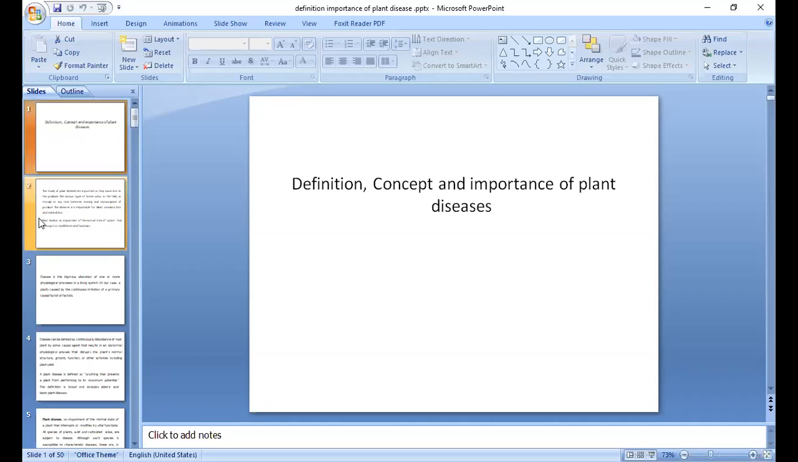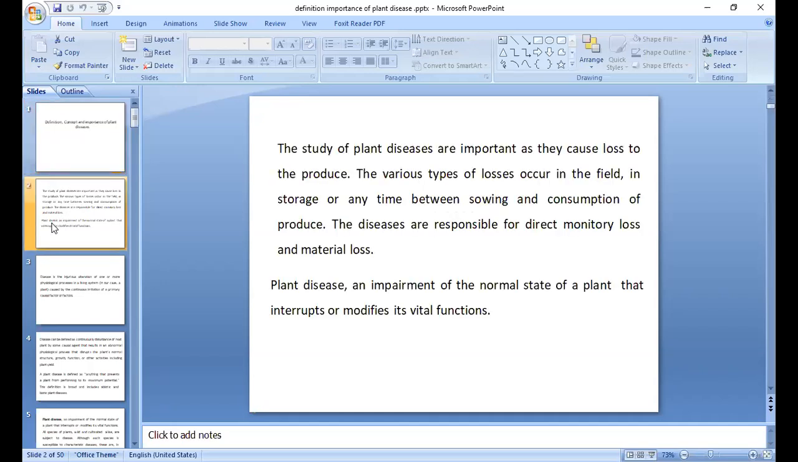of the same. And next, why it is important to study the disease: because they cause losses to produce of various crops, losses in terms of cereals or pulses or vegetables, either in the field or during storage. The diseases cause losses between the sowing of the crop to the harvesting and then the consumption of those produce by human beings, and therefore the diseases are responsible for direct monetary loss and material loss.